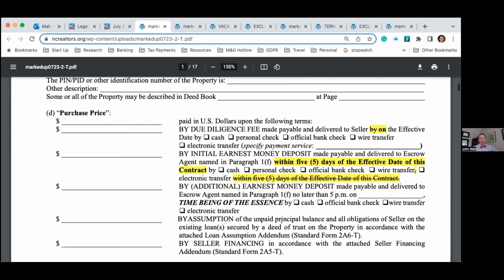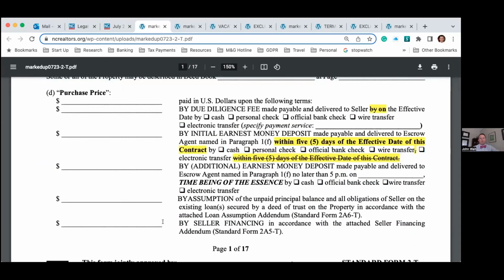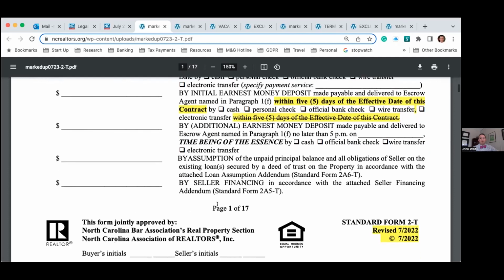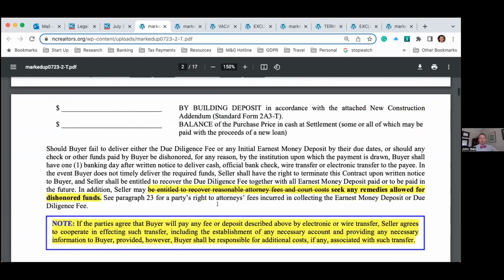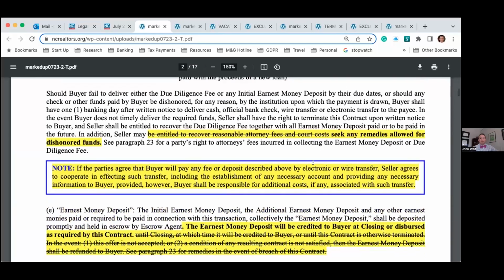Scrolling down further, technical change right here with 5 days being moved to harmonize better with the other parts of the contract. Some language added here about dishonored funds. Really, that's just to make clear that if you get a bad check you get all the remedies at law. You're not limited to just attorney's fees and court costs, things of that nature.